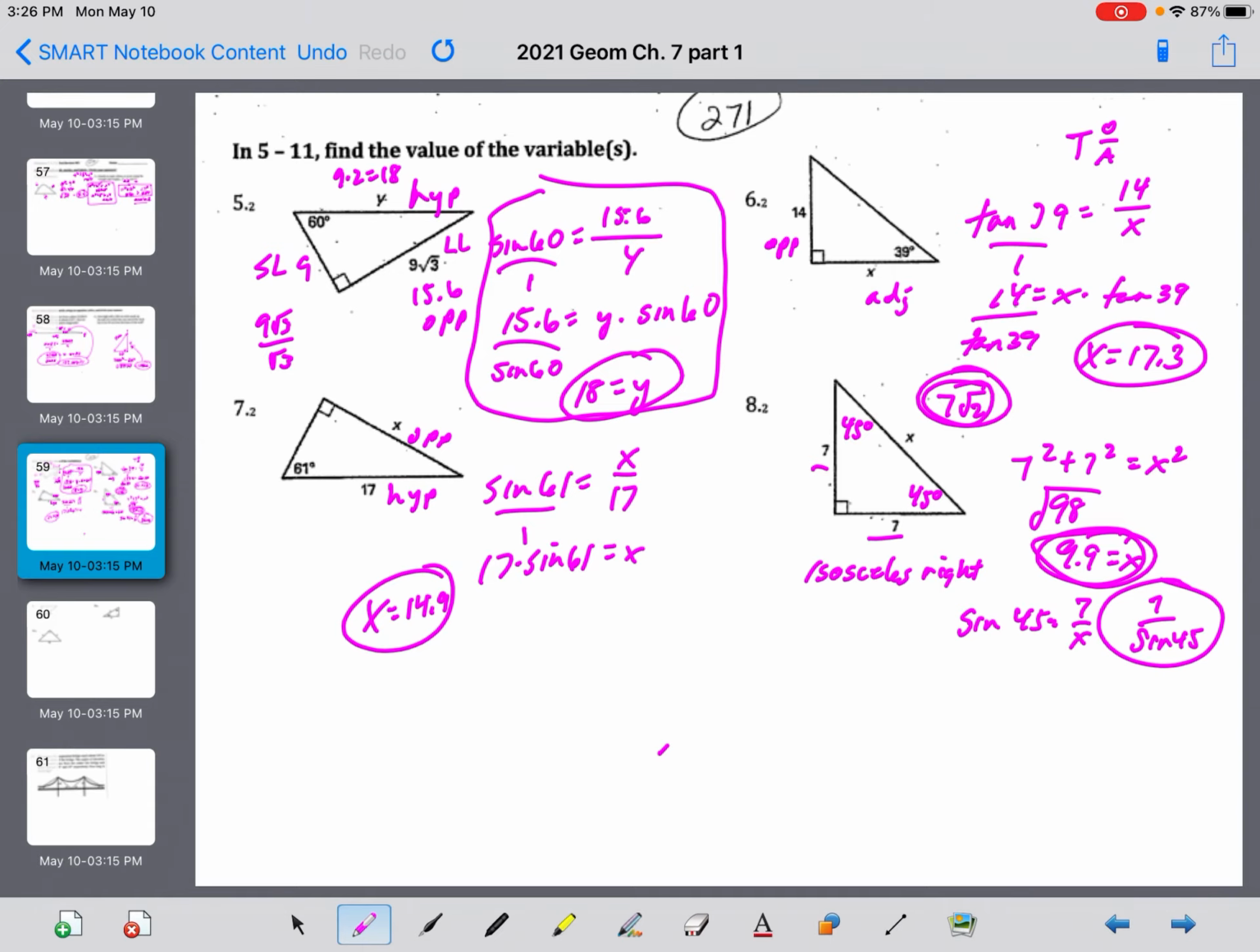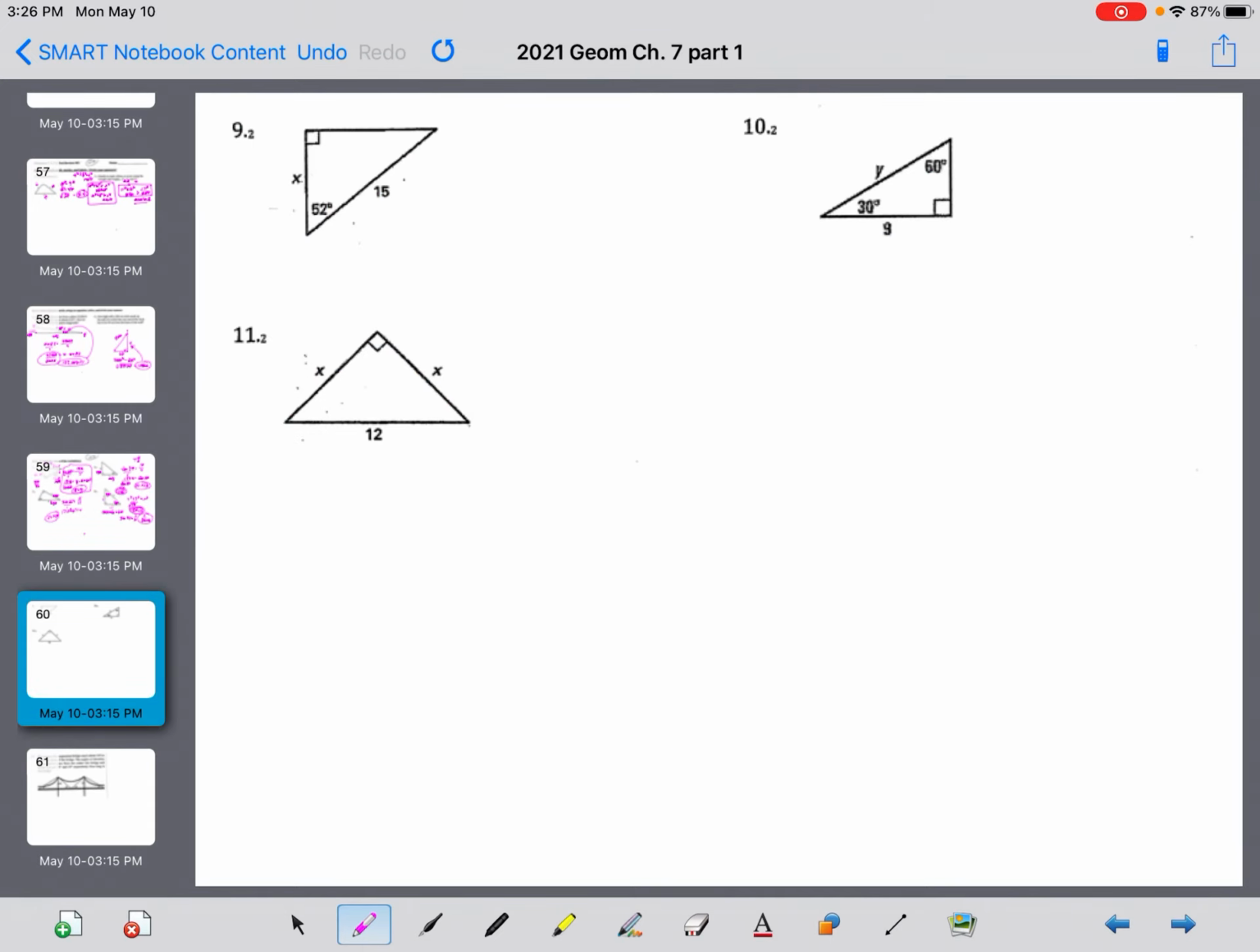All right, looking at number 9. A couple more here. This one's going to be cos, because this is the adjacent leg, and this is the hypotenuse. So cos 52 is equal to x over 15. Cross multiply it.